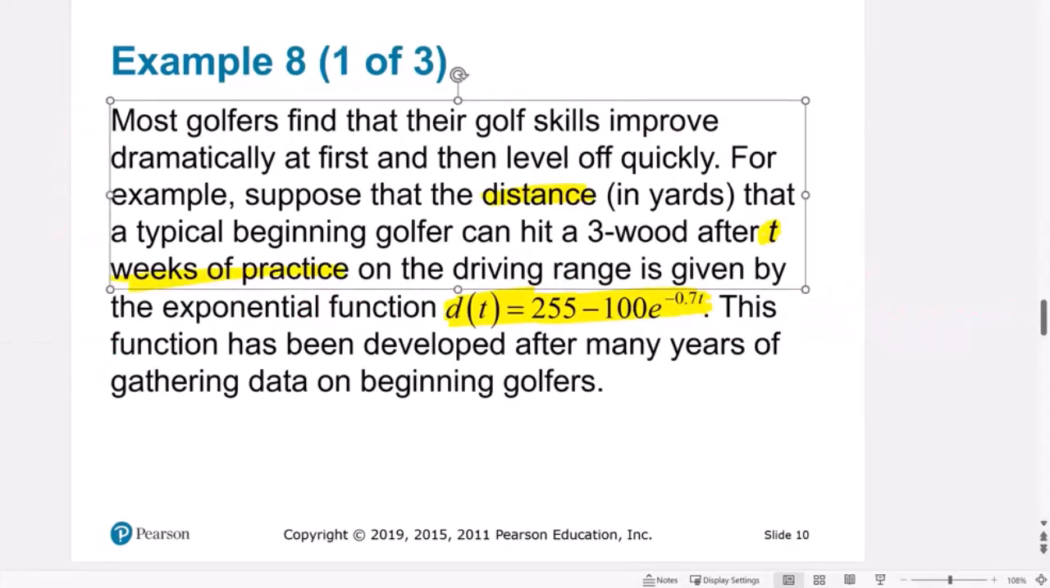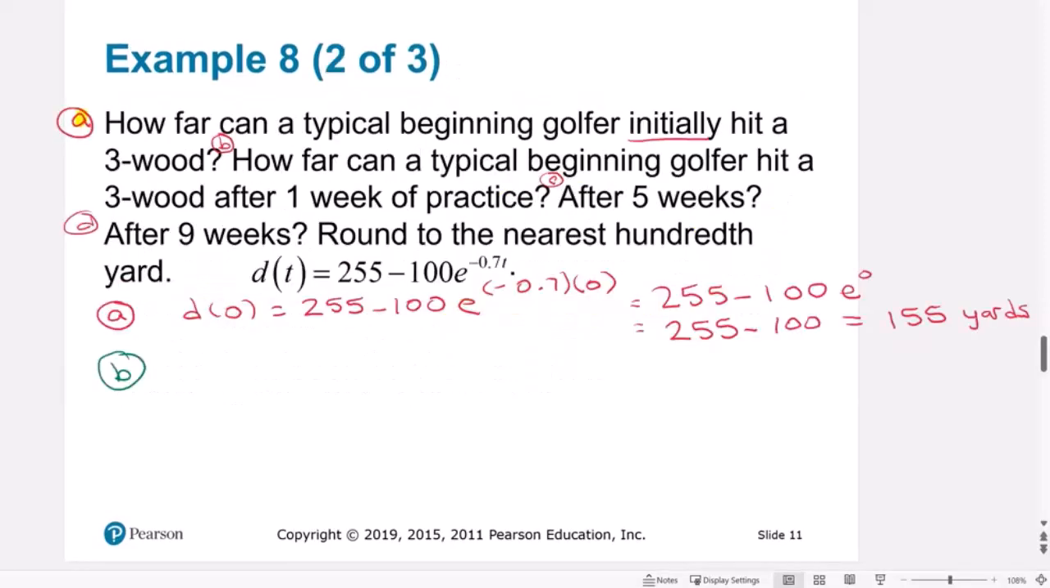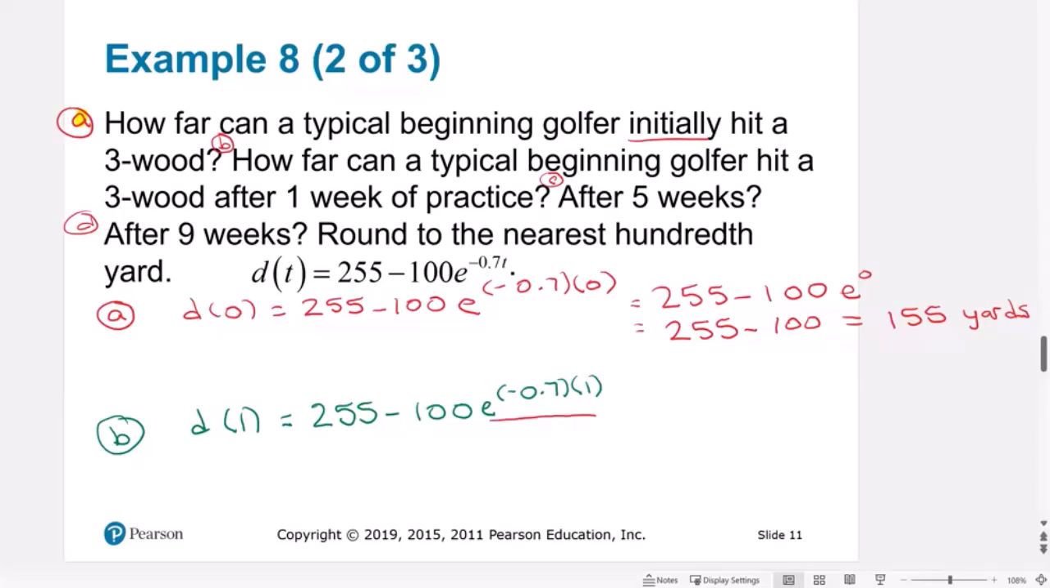B, how far can a typical beginning golfer hit a 3-wood after 1 week of practice? T is in weeks. Perfect. That means I can just replace T with whatever week. I have D of 1 is equal to 255 minus 100 e to the negative 0.7 times 1. And if we do this problem, the answer you're going to get is 175.34 yards.